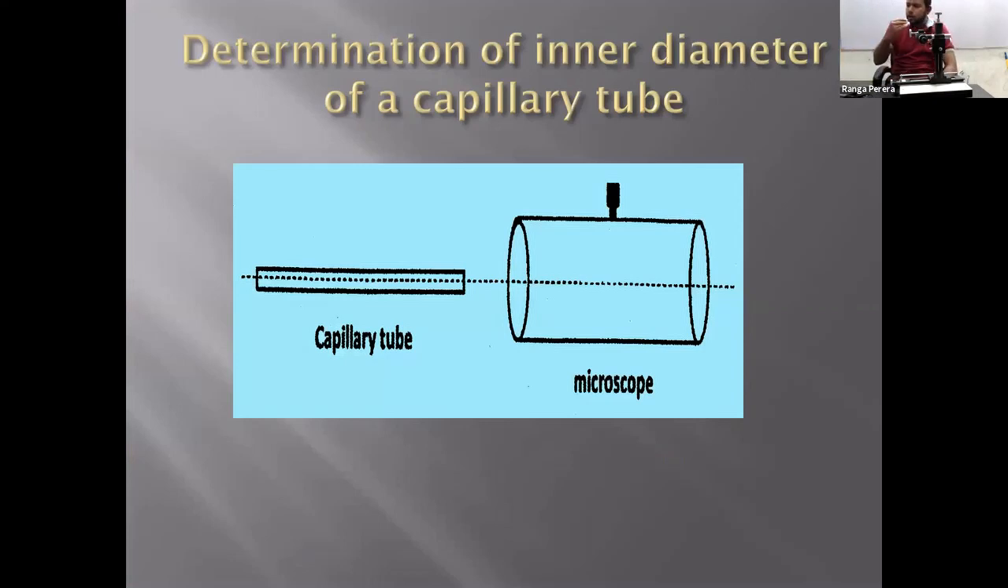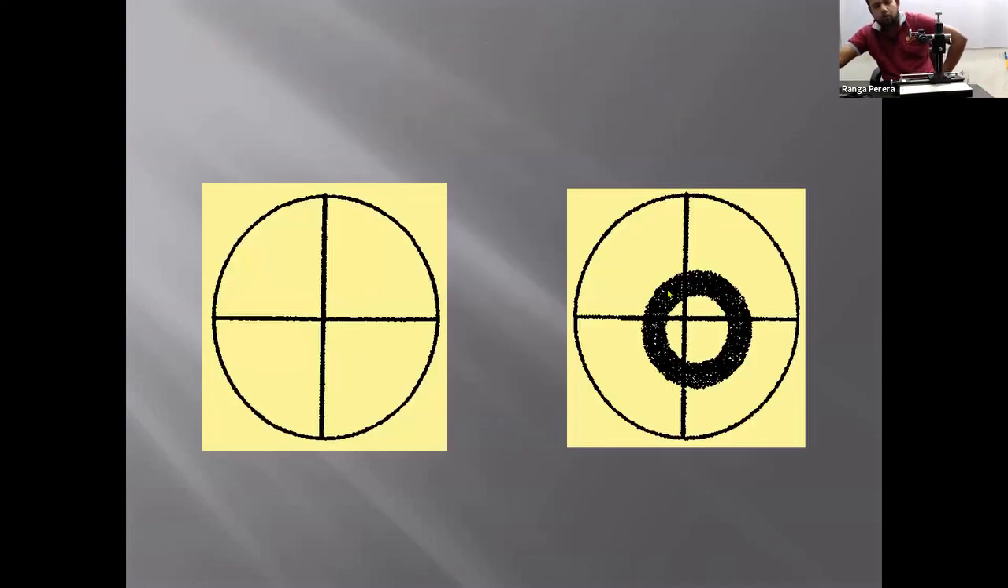We are trying to measure the inner diameter of a capillary tube. You keep the capillary tube in front of the microscope, and you have to fine tune it until the bow of the capillary tube is clearly visible. When I look through this, the bow appears like that. I should measure this particular section, the diameter of that. This is how we are going to do it.